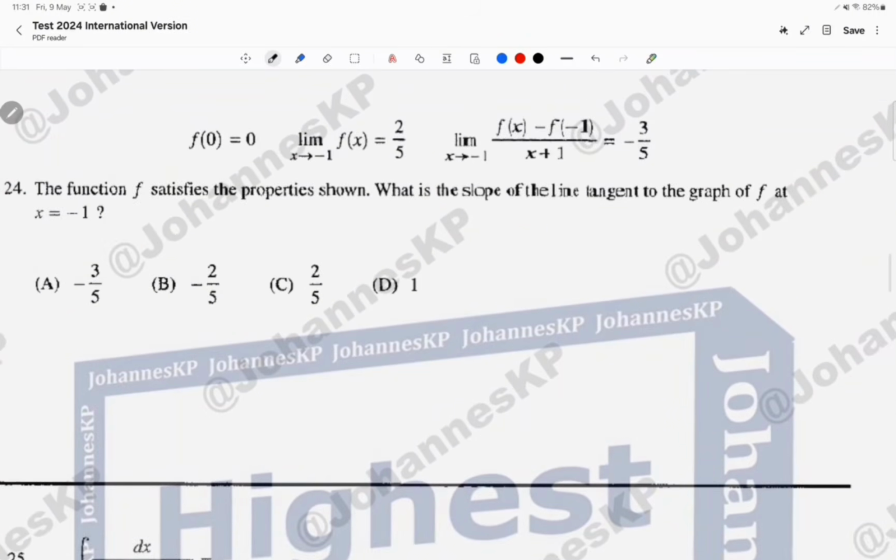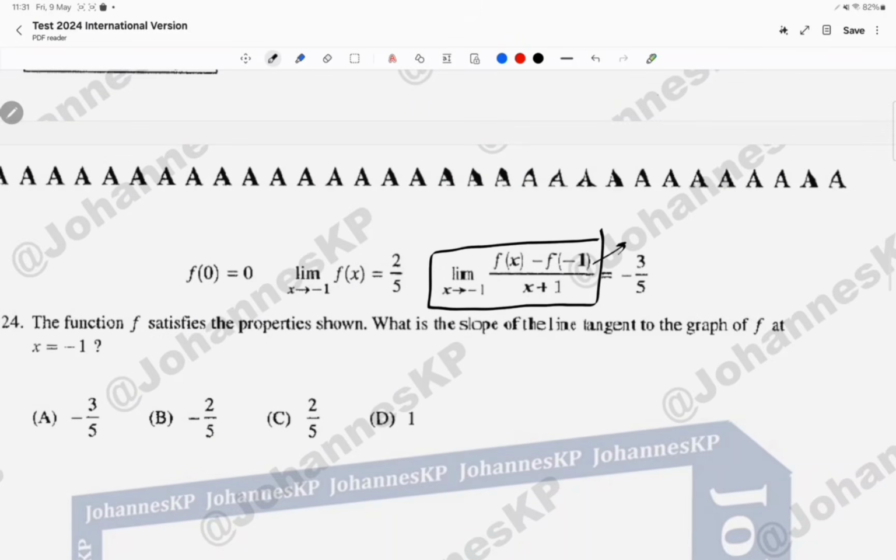24. Do you know what this means? F of A minus F of B over... like, what does it mean? It means the slope. The slope is negative 3 over 5. The slope is the tangent line. It has to be the same. So A.